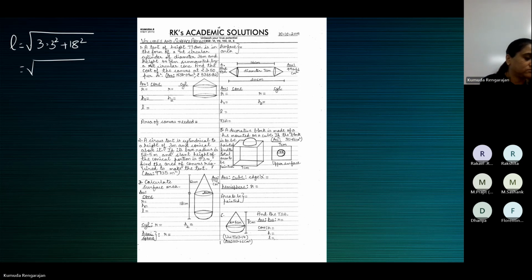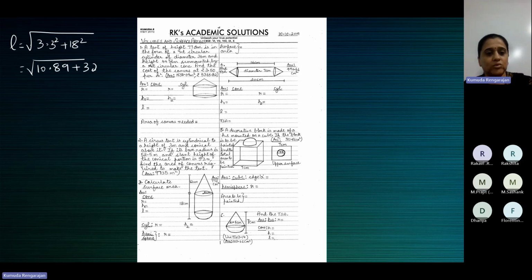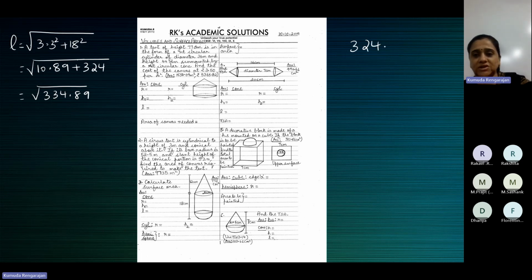So what is 3.3 into 3.3? How much is that? 10.89. 10.89 plus 324. So that will be square root of 334.89. 24 plus 10 is 34, 34.89. You need to add carefully. I can write it for you. 324 is 324.00, and then 10.89. Like this, you'll have to add. So it will be 334.89. Okay, Madhumita, all right, like this.